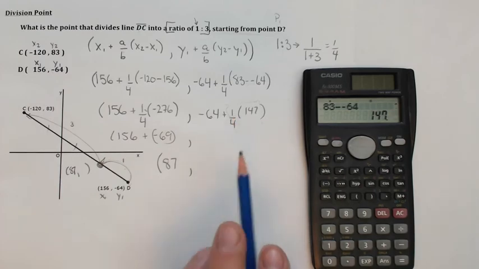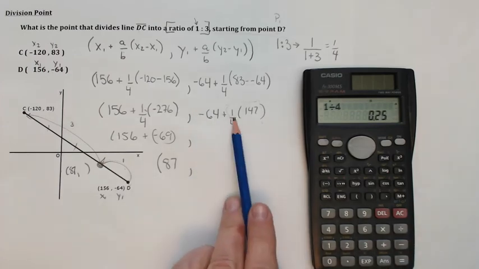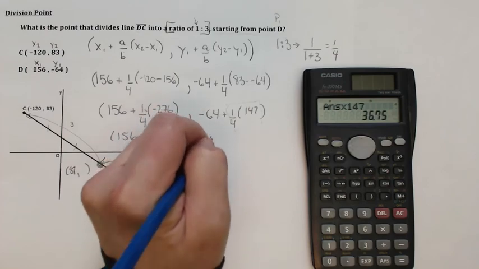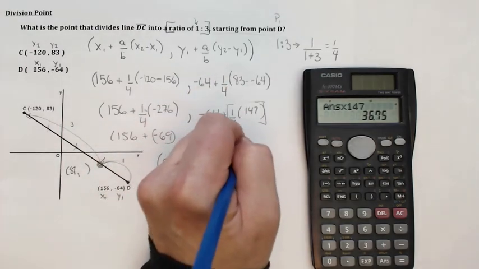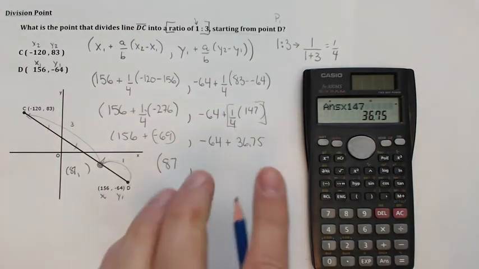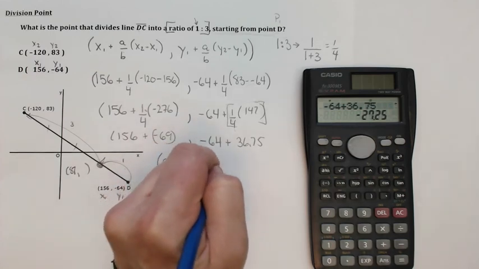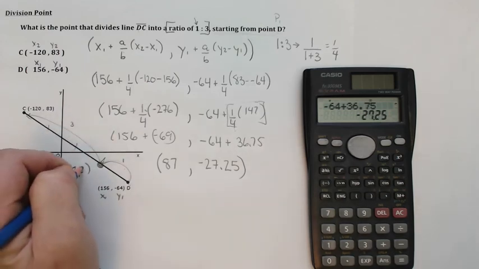And I know a lot of you hate that fraction, so here we go. 1 divided by 4 is going to equal that. There's your division. I'm going to multiply that by 147, and that gives me 36.75. So now I'll take a second to write that down. Negative 64 plus, we got a number for that part right there, as 36.75. And now I can do this last step. Negative 64 plus 36.75 comes to negative 27.25. And that's the y component of this point over here, negative 27.25.